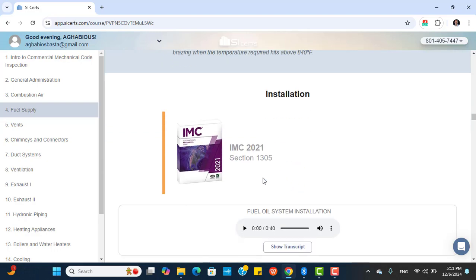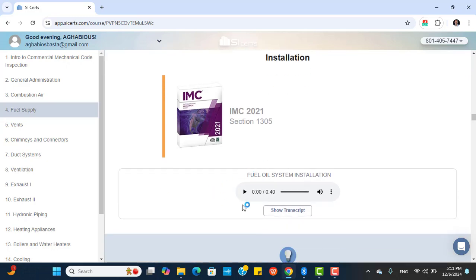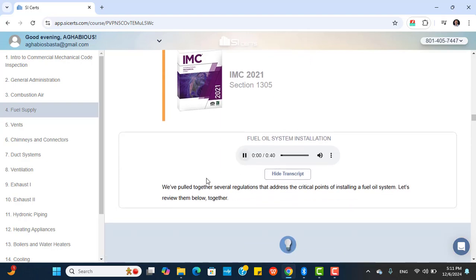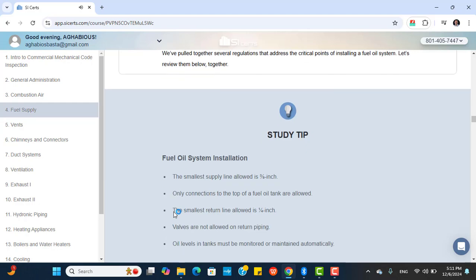Installation. International Mechanical Code 2021, Section 1305. Fuel oil system installation. We've pulled together several regulations that address the critical points of installing a fuel oil system. Let's review them below together.